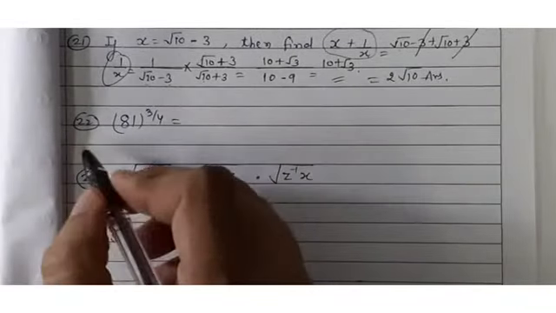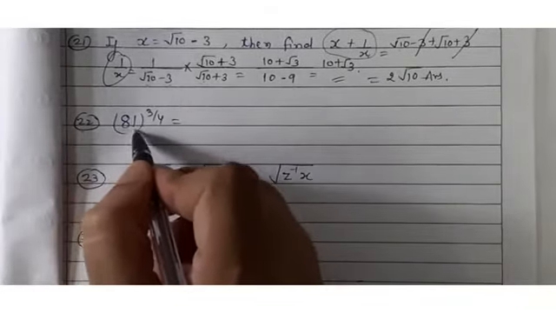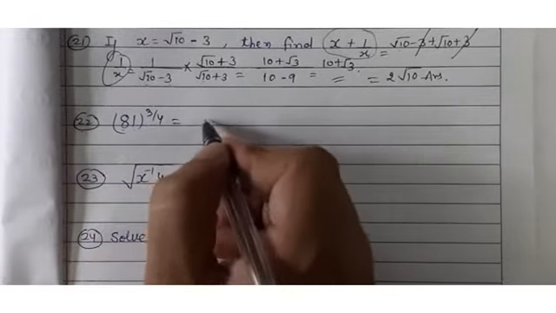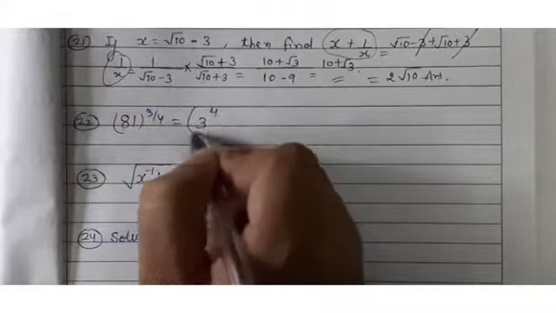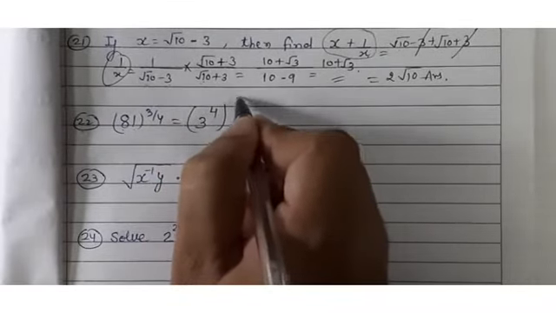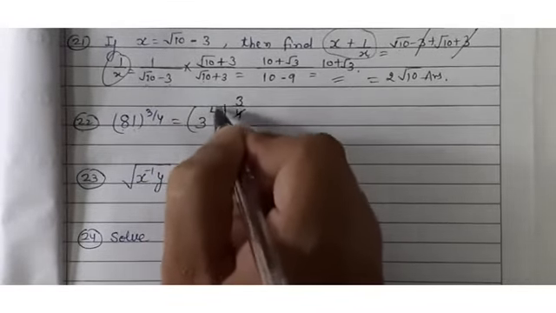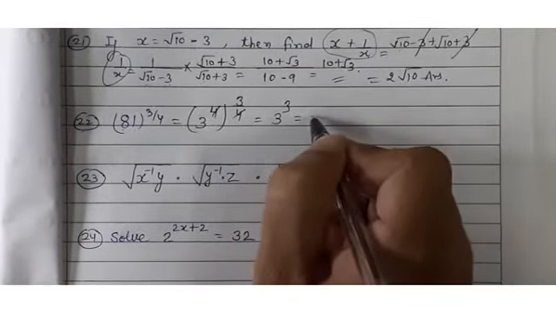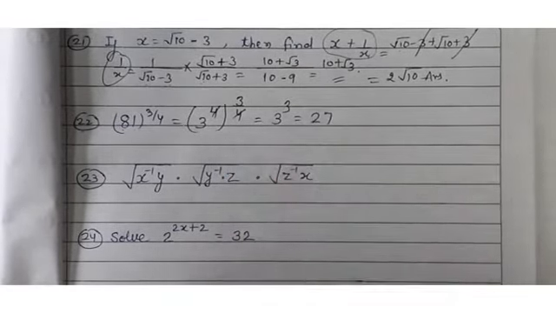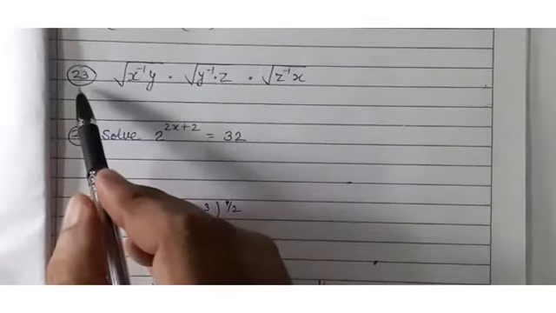Okay, and come on, question number 22. 81 power 3 upon 4. Okay, 81 means your 3 power 4, no? Then 3 upon 4, so you can cut. This is your 3 power 3. 3 3s are 9. 9 3s are 27. This is your answer.